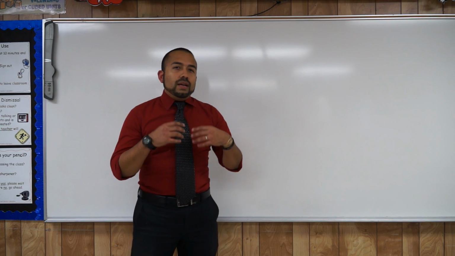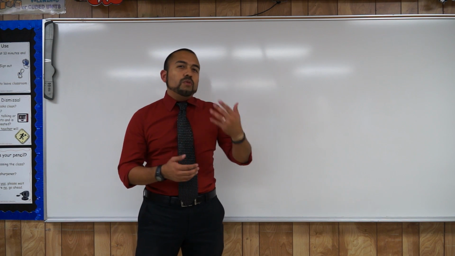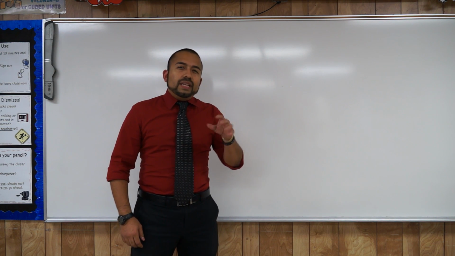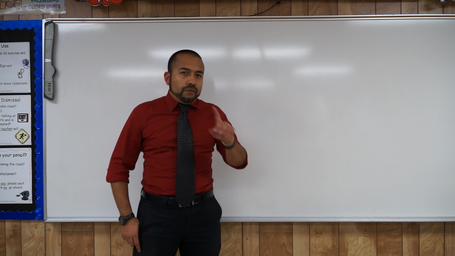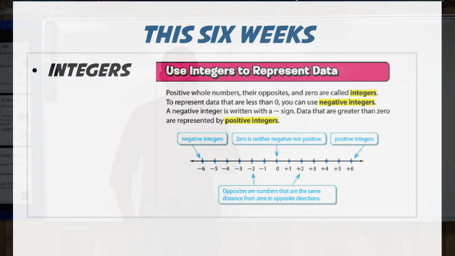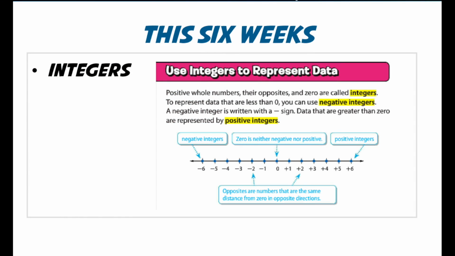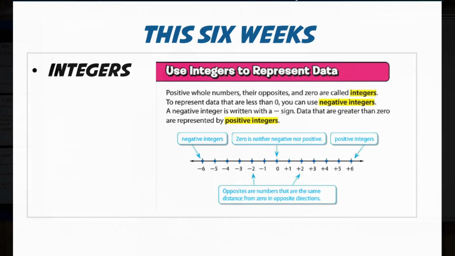Now, before we move on into the next 6 weeks, let's just go over a little bit of what you learned. One of the first lessons you did was integers. In that one, we talked about how you have a positive and a negative number, and those are opposites. And then you've got 0, which is neither positive nor negative. It falls right in the middle of the two.